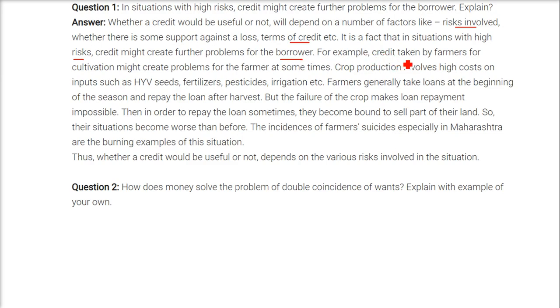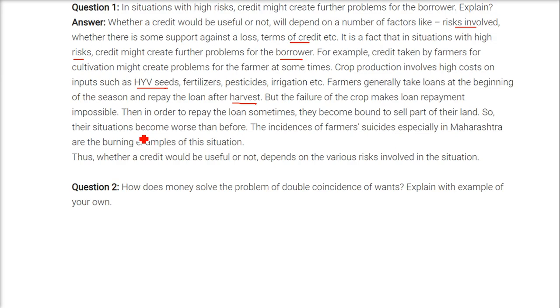For instance, credit taken by a farmer for cultivation might create problems for the farmer. How? Crop production involves high costs on inputs like high yielding variety seeds, fertilizers, pesticides, irrigation. There are so many things. So farmers generally take loans at the beginning of the cropping season and repay the loan after the harvest is done. But if the crop fails, the failure of the crop makes the loan repayment impossible. In order to pay the loan, sometimes farmers have to sell a part of their land.